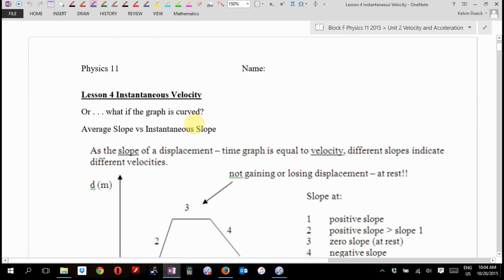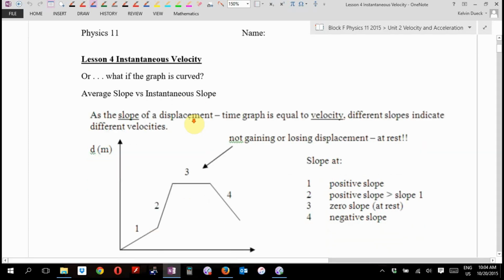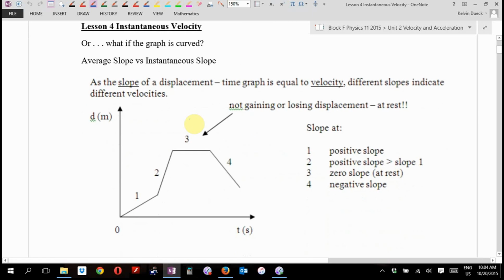So we talked about average velocity, and we said you can get the velocity or the speed from the slope of a distance versus time graph. Now we want to talk about instantaneous velocity. What if the graph is curved? How do you find the slope then? So we have average slope versus instantaneous slope.